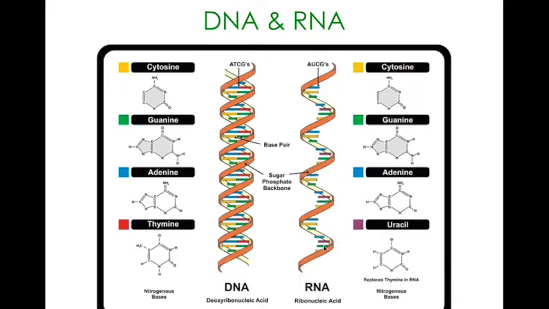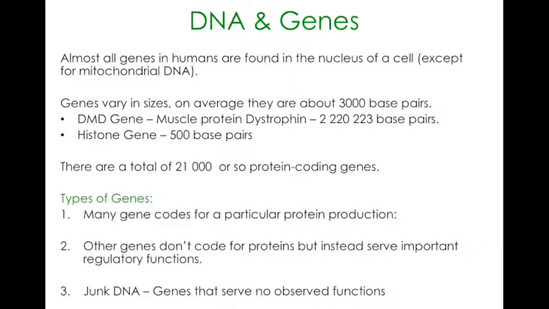RNA is single-stranded, DNA is double-stranded, and RNA acts as that photocopied template of instructions that organisms then use to produce proteins. Almost all genes in humans are found in the nucleus, with the exception of mitochondrial DNA, which is the DNA found in mitochondria, which is where we got the idea of endosymbiosis theory back in chapter 2.